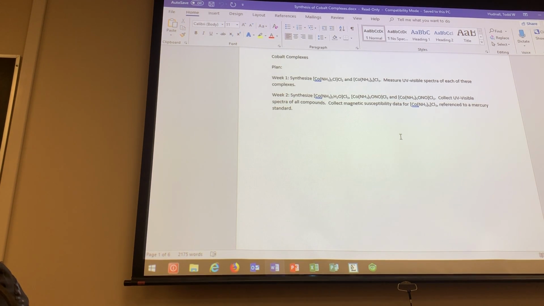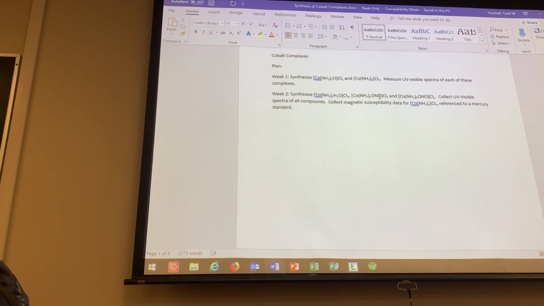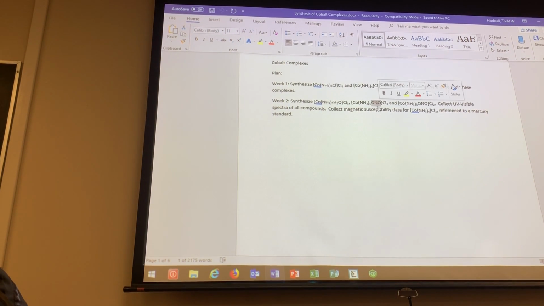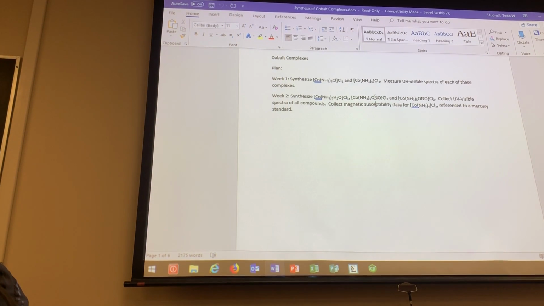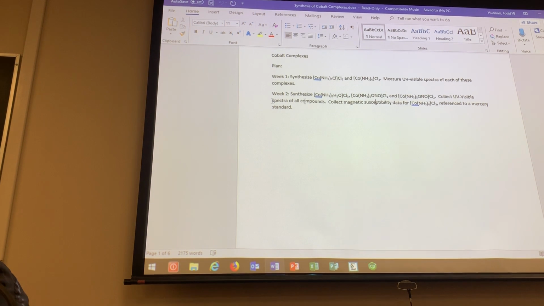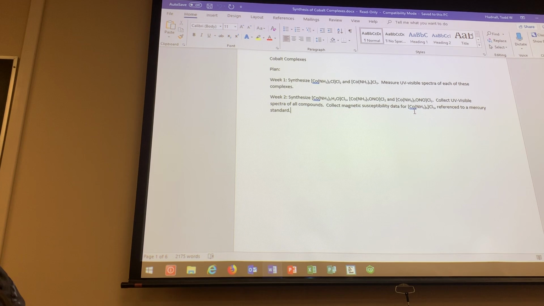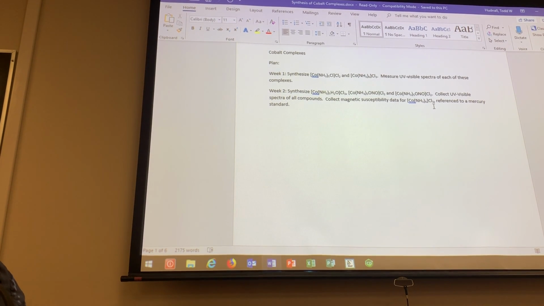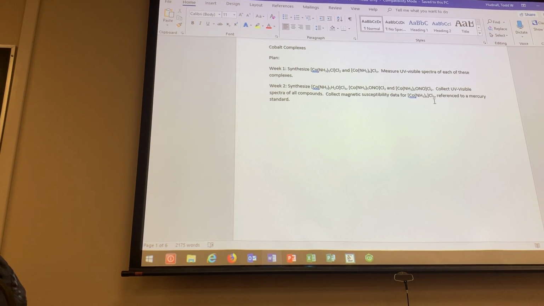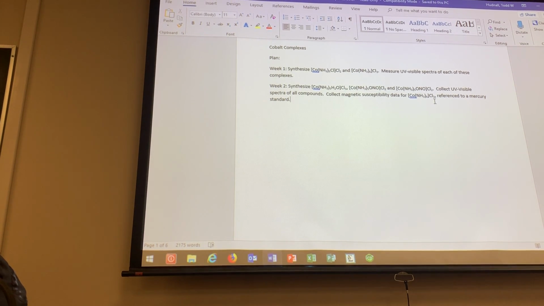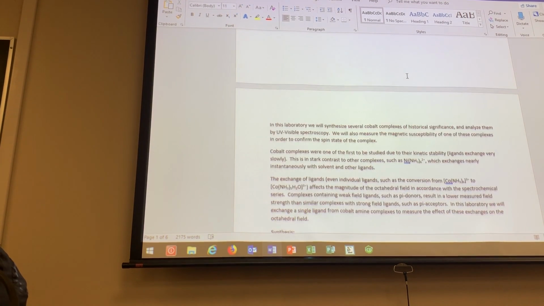The next week you're going to synthesize the water version, the nitrito. I need to fix this. This is a typo from Dr. Martin, but one of these should be NO2 and one should be ONO. And you'll collect the UV-Vis data for all of those complexes, as well as collecting the magnetic susceptibility for your starting parent compound, okay?